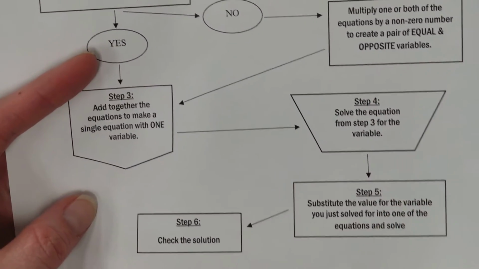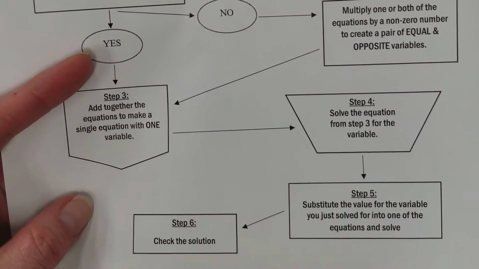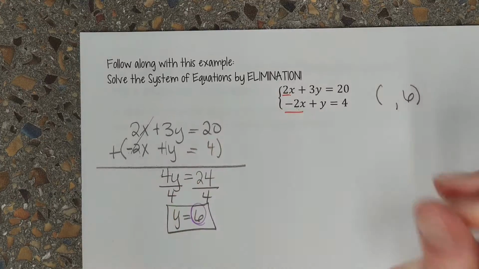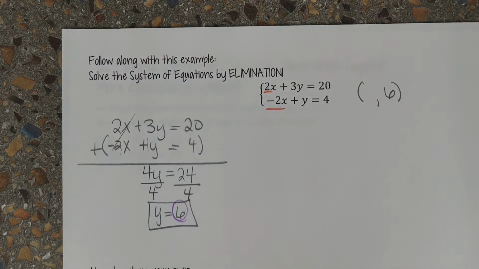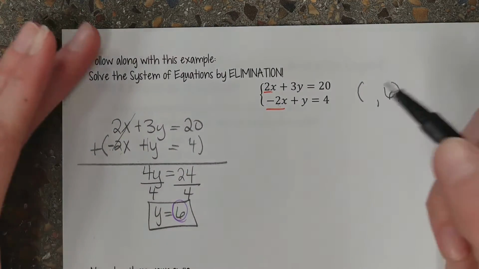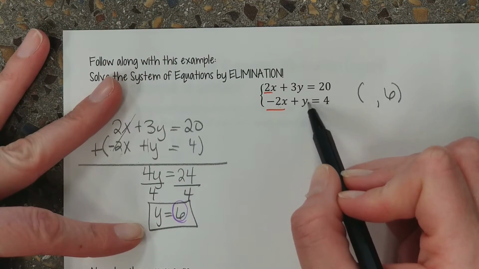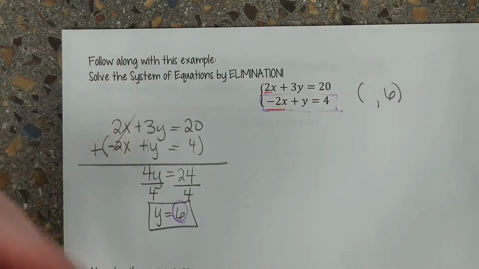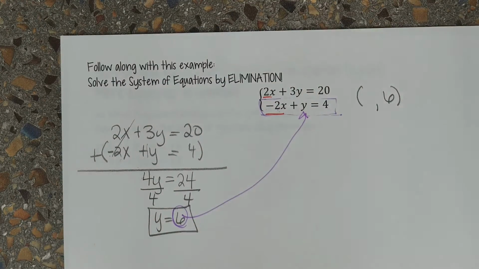We come down to step 5. Step 5 says substitute the value for the variable you just solved for into one of the equations and solve. We're going to take y equals 6, and we're going to substitute it into one of these y's. Now, I always try to find the easiest one. You can pick either one, it does not matter. I notice here there's no coefficient in front of y, so all I have to do is put a 6 here. So I'm going to use this equation. You could use either equation, it does not matter. So I'm going to take 6, and I'm going to put it in right there for y.